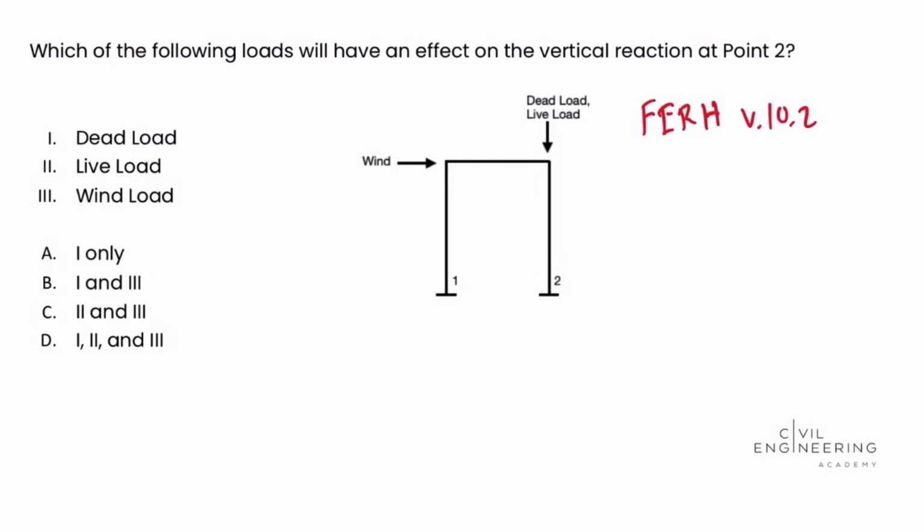If we look at the structure, we're asked to find which loads will have an effect on the vertical reaction at point 2. So let's look at the structure and identify where point 2 is, which is down here. We first notice that there's a dead load and a live load up here, and these loads will directly transfer down this column to point 2. So they will have an effect on the vertical reaction at point 2. In our Roman numeral choices, let's go ahead and check off both the dead and the live load because they will affect the vertical reaction at point 2.